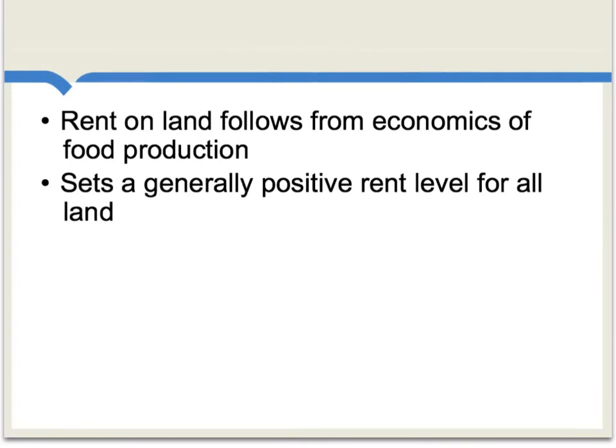There's a lot of historical and also institutional detail in this chapter. Smith makes two other analytic points. One is simply that the presence of positive rent on land follows from the economics of food production, namely that with a piece of land it's possible to produce more food with that land than is required to support the labor needed to help produce that food. Smith also argues that this presence or existence of a generally positive land rent will in most cases set a generally positive rent for all land, whether or not that land is being used for agriculture.